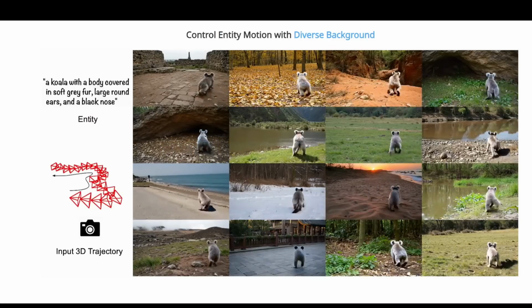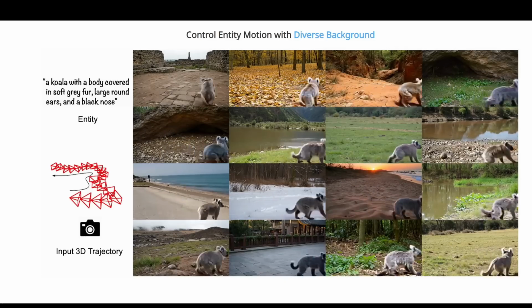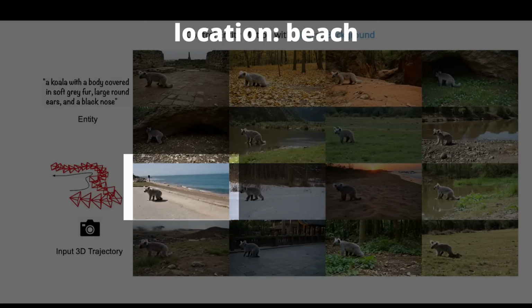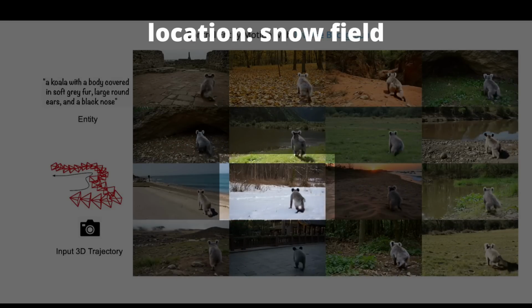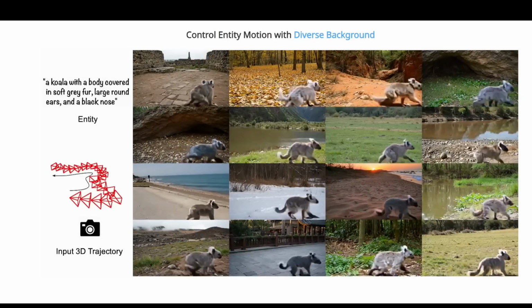However, in this case, for each video, we have a different prompt for the location. So for example, here is a stone path, here is a desert, here is a beach, here is a snowy field, here is a grass field, and so on and so forth.